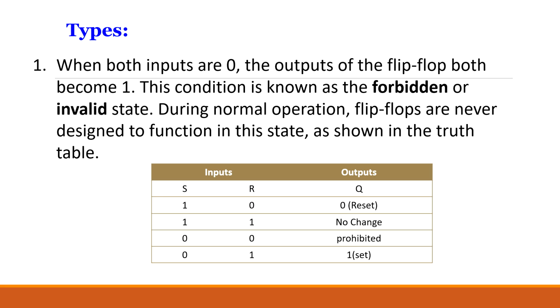Case 1 operation. When both inputs are 0, the outputs of the flip-flop both become 1. This condition is known as the forbidden or invalid state. During normal operation, flip-flops are never designed to function in this state, as shown in the truth table.